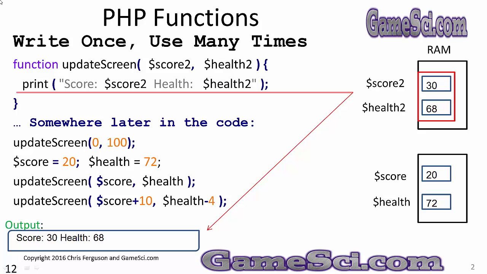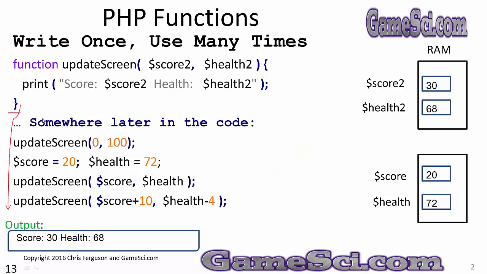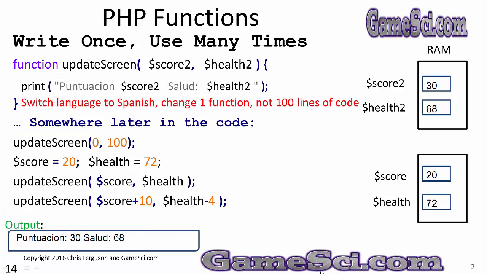Now, why is this a big deal, you say? Well, let's see what we can do with this now. Update screen will return after the code and continue executing. Now, here's what I was talking about, the ability to change the code without rewriting a lot of code. Let's say we want to do a Spanish language version of our game. Would you rather go to dozens and dozens of places in the code and adjust the language in dozens of places? Or would you rather go to this one place, update screen, and change it?